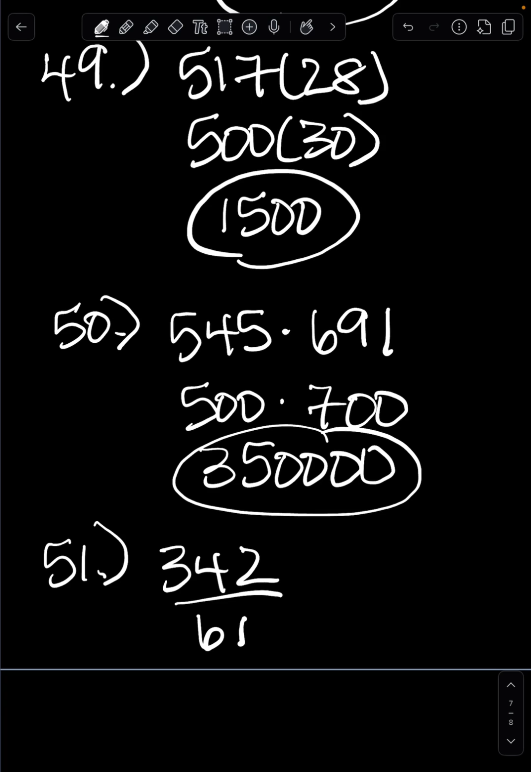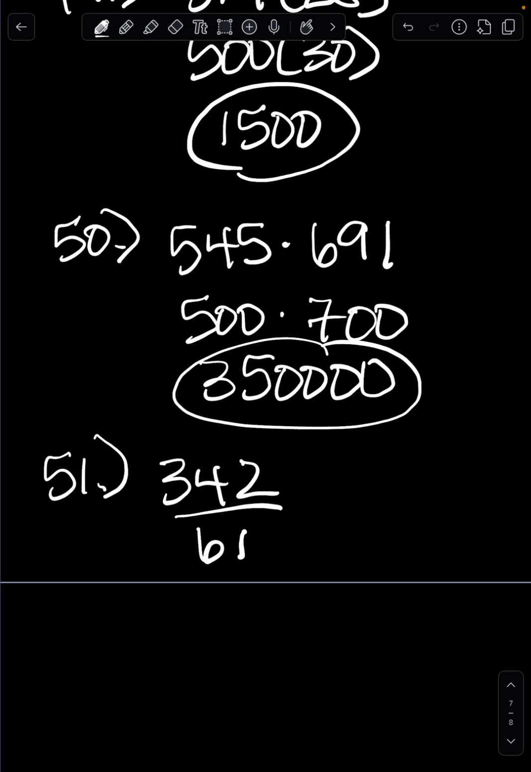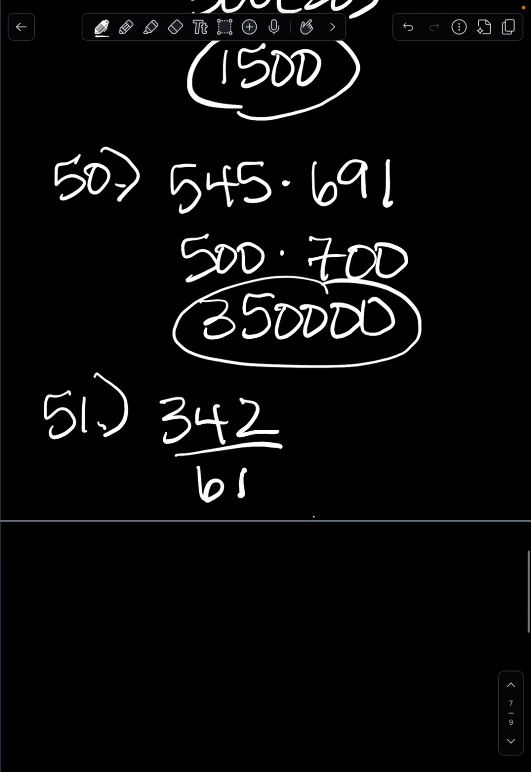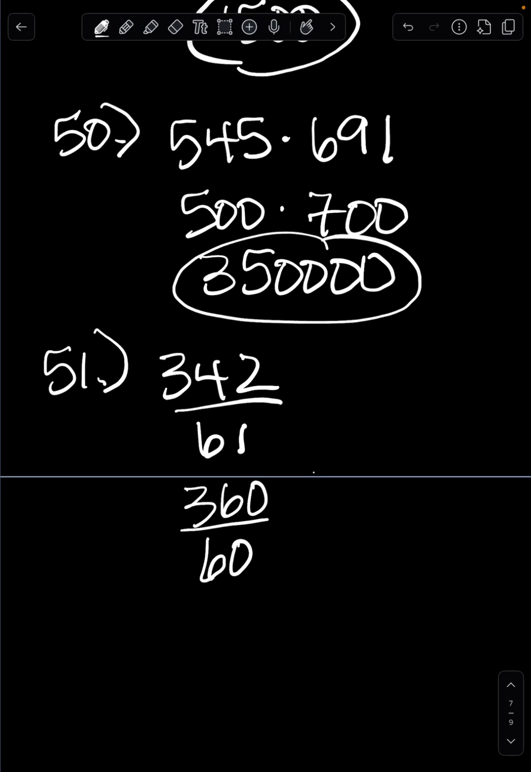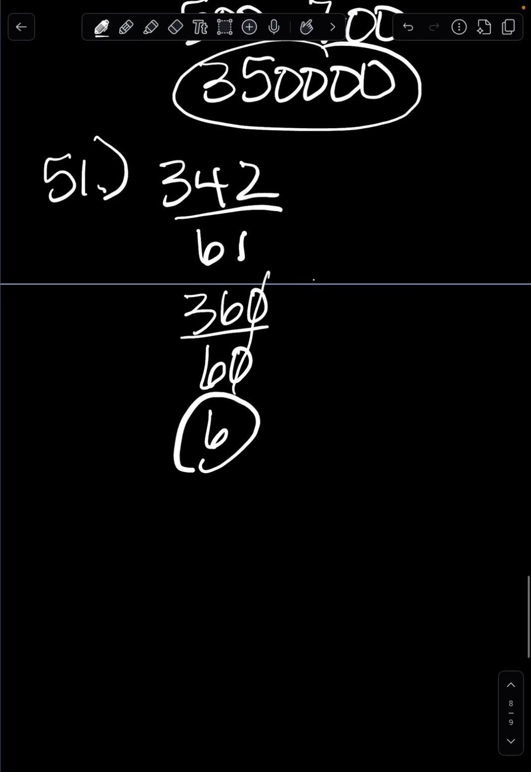Number 51. 342 divided by 61. So remember these, when you do division, you're not necessarily rounding to the next 10 or 100 or something with a nice pretty zero at the end. Every time you're going to be rounding to the numbers that are compatible, so that it'll make it really easy to divide. I would probably see that this is pretty close because it's 61. I'm going to say let's round this one to 60. And then 342 is really close to 360, which happens to be a multiple of 6. So that's why I picked it. And then we can cancel out these zeros and we can divide and get an estimate of about 6.